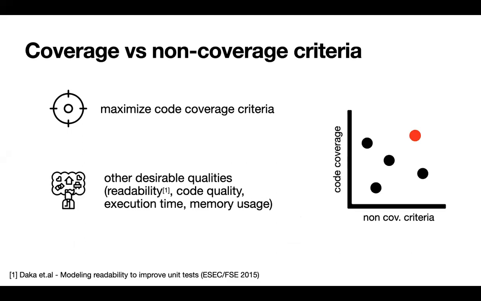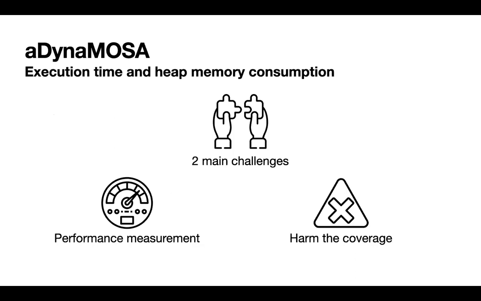However, code coverage is not the only desirable aspect for test cases. Indeed, test readability, code quality, execution time, and memory usage are all desirable features that we would like to maximize. A large body of research tried to optimize those qualities along with code coverage. However, they fell short in doing so while keeping code coverage high. In this work, we focus on execution time and heap memory consumption as the qualities of tests we want to optimize. We extend DynaMOSA, the state of the art for multi-target algorithms, by proposing adaptive DynaMOSA.